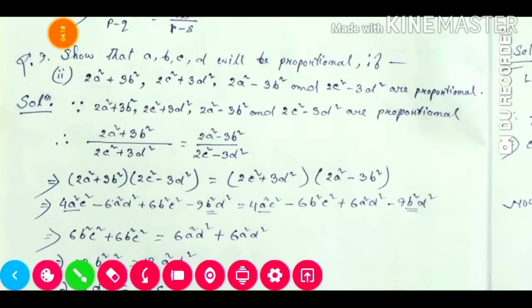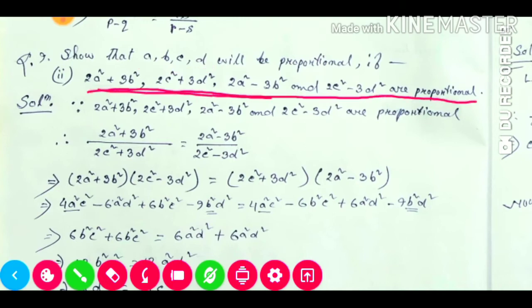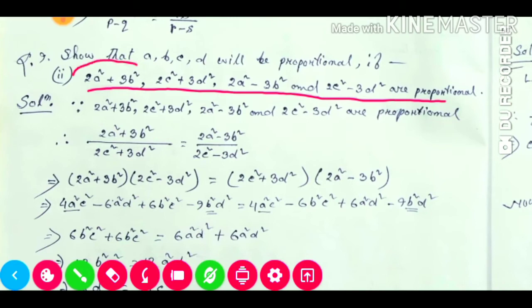Question number 9. Show that a, b, c, d are proportional. These four numbers will be proportional if this one is proportional. It is already given that this part is proportional, so it is very easy. Since this part is proportional, therefore this number divided by this number is equal to this part divided by this part.